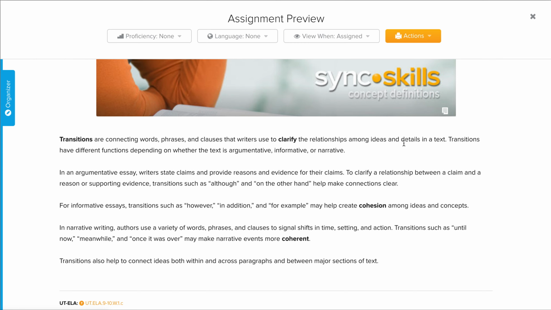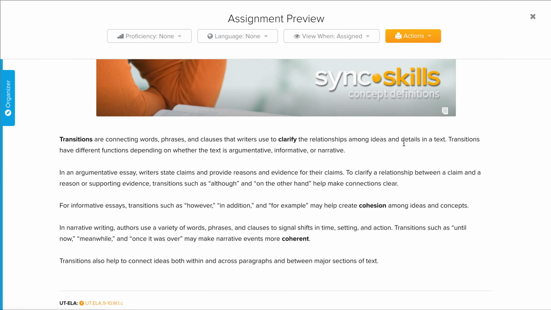In an argumentative essay, writers state claims and provide reasons and evidence for their claims. So the kind of essay you are writing, the literary analysis, is an argumentative style. It has a claim, it has reasons and evidence to support those claims. To clarify a relationship between a claim and a reason or supporting evidence, transition words such as although or phrases like on the other hand can help make connections clear. For informative essays, transitions such as however, in addition, and for example may help create cohesion among ideas and concepts.